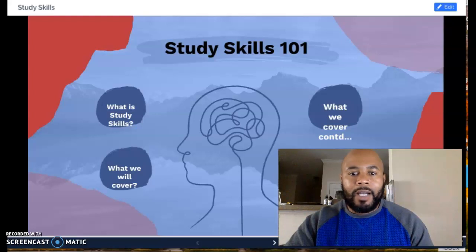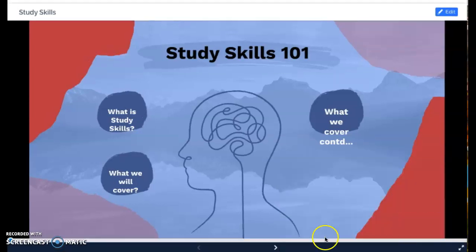And today I just wanted to touch base with you and discuss what are study skills. So I'm going to give you a basic definition of what study skills are, and I'm also going to go through a very simplistic synopsis of what will be covered in the course. All right, continuing on, let's go into the topic of what is study skills.